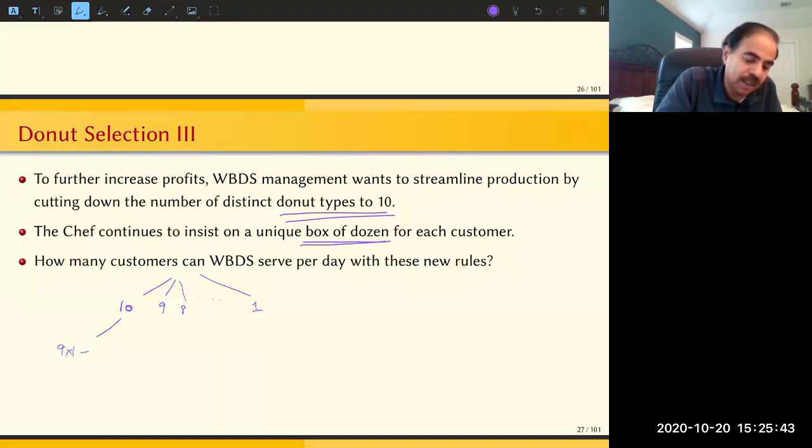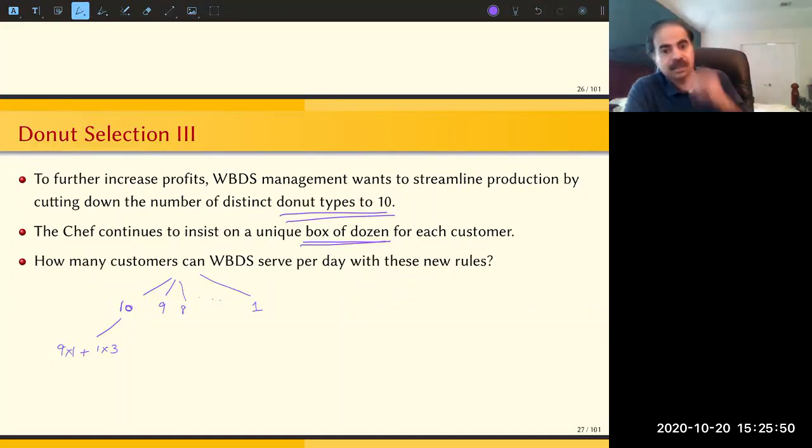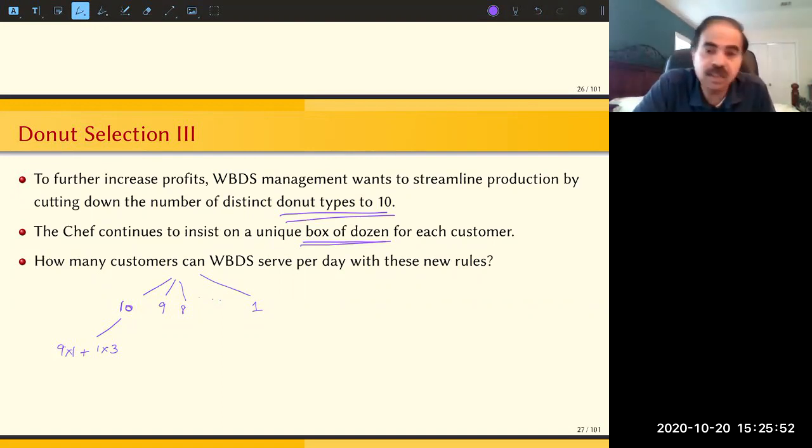9 times 1 plus 1 times 3, which means that you have 9 types of donuts, one of each, right? And then the last type, you have 3 donuts. So this is one possibility. And then the next possibility is 8 times 1 plus 2 times 2. And I guess that's it, right? So those are the two ways in which you can do this.